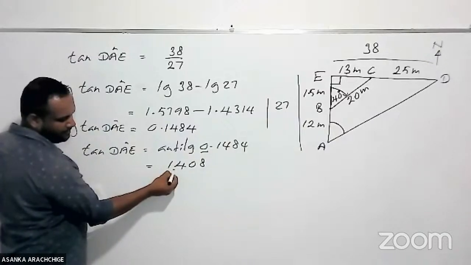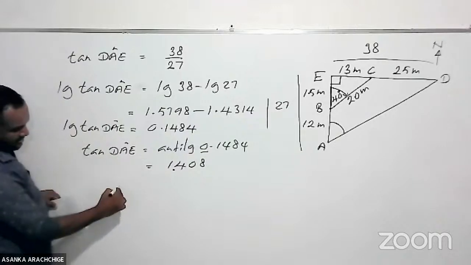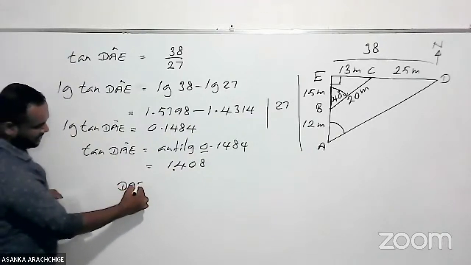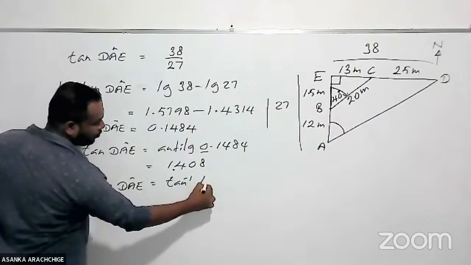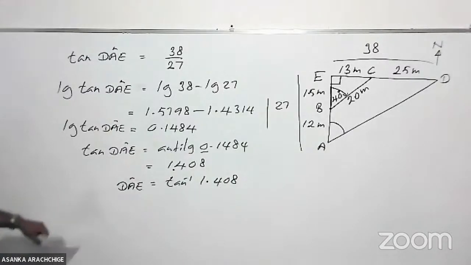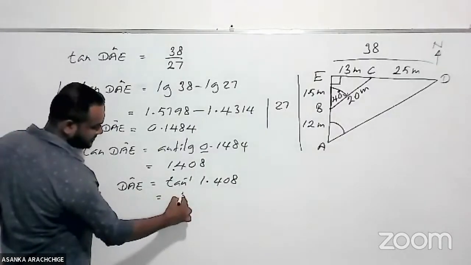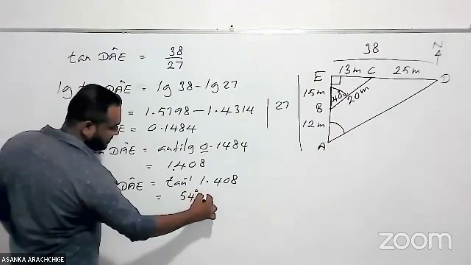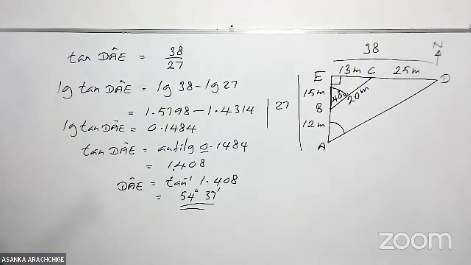Therefore, there should be only 1 digit on the whole number side. So tan DAE is 1.408. Therefore, angle DAE must be tan inverse 1.408. What is the location of that? 54 degrees 37 minutes. Another, 54 degrees 37 minutes.